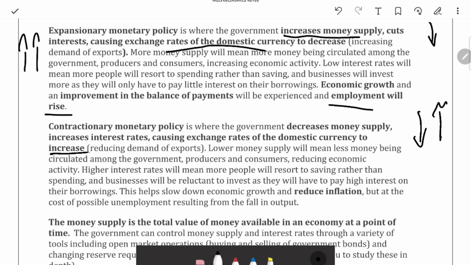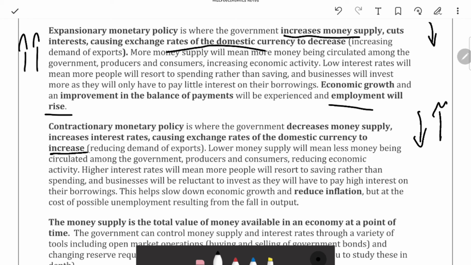Okay, now what is the effect of this? When there's low money supply, there will be less economic activity. And when there's higher interest rates, people will start saving more instead of spending. Okay, therefore the investments will be lower. Okay, and therefore this can help maybe slow down economic growth and can reduce inflation.